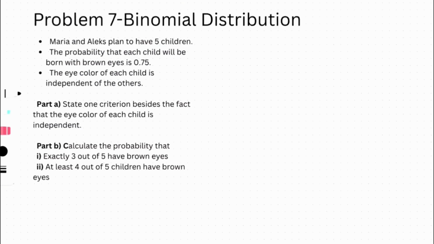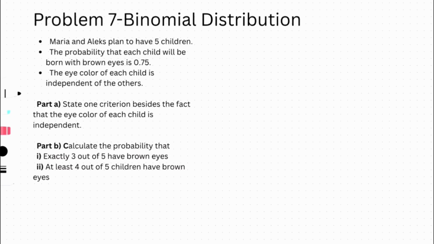Problem number 7 involves binomial distribution. Here is the problem. Children inherit genes from their biological parents, which determine their eye color. Marianne and Alex plan to have 5 children, and the probability that a child will be born with brown eyes is 0.75, assuming that the eye color of each child is independent of the others.